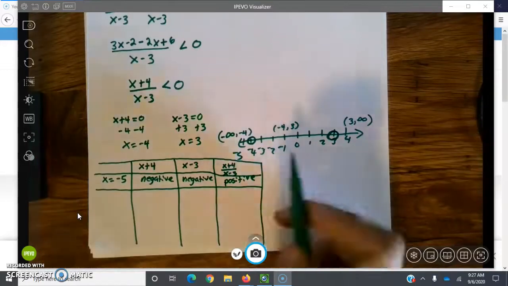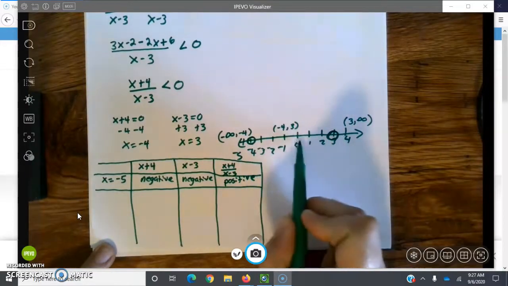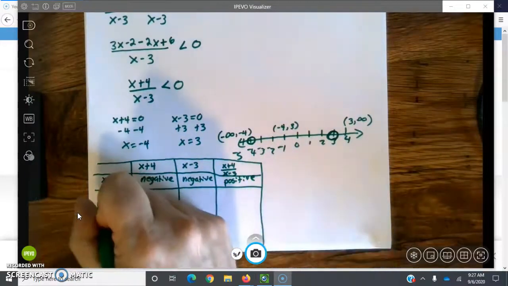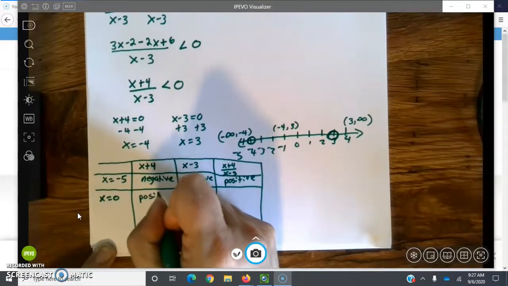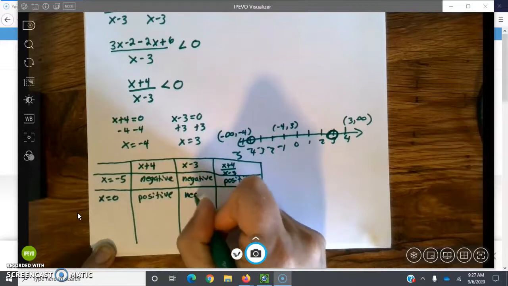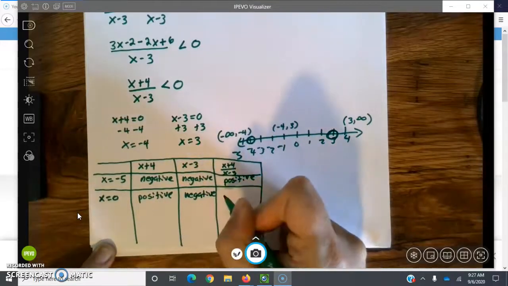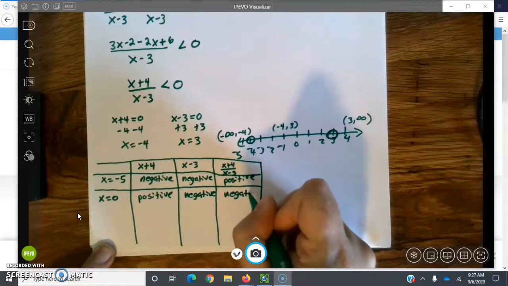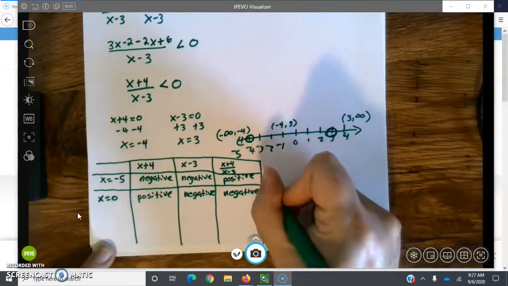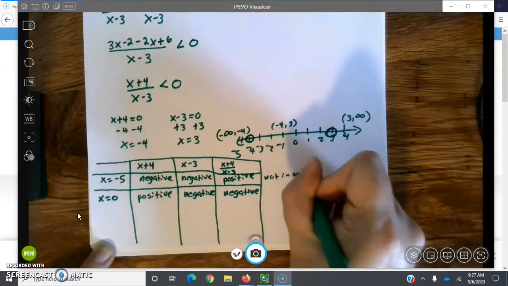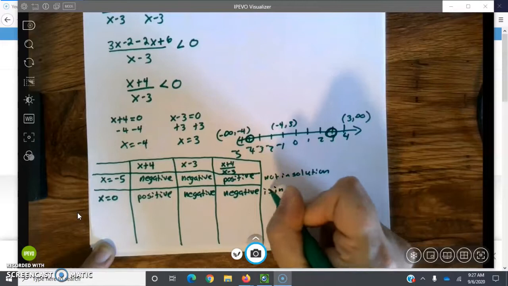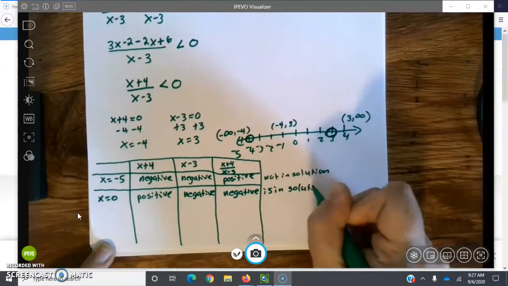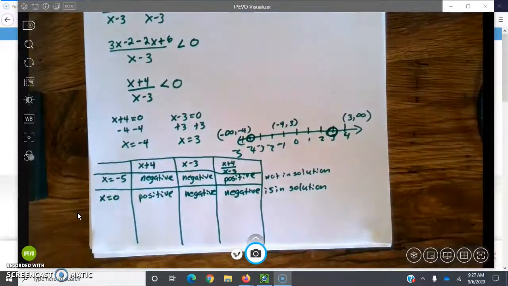So now we got to try something between negative 4 and 3, and I always try 0 if it's possible. So this would be positive, this would be negative, so this one's going to be negative. So the first one was not in solution, and the second one is in solution. Because remember, we want something less than 0, and a negative would be less than 0.